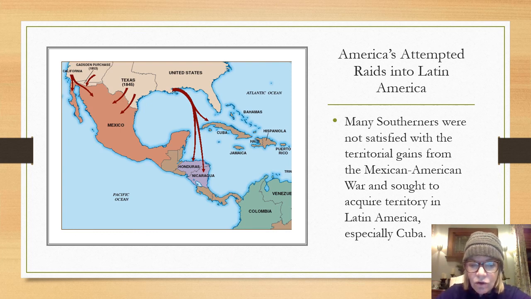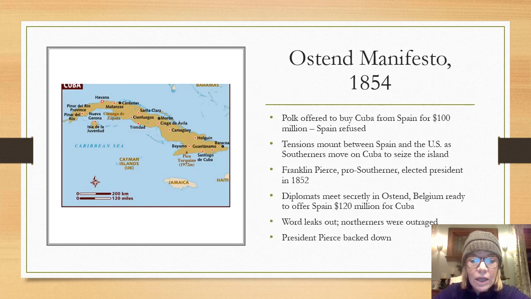So all these Southerners wanted to spread an agrarian society, plantation economy, and slavery to other parts of the Americas, especially Cuba. So a lot of Southerners were eyeing Cuba for a long time, and Polk even offered Spain $100 million. Now, Spain, holding on to the last bit of their empire, refuses, right? And so tensions mount between Spain and the United States, and some people are talking about seizing it.